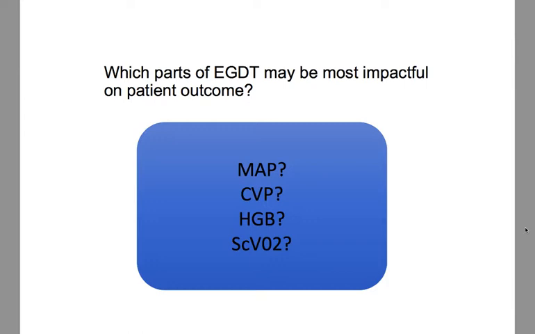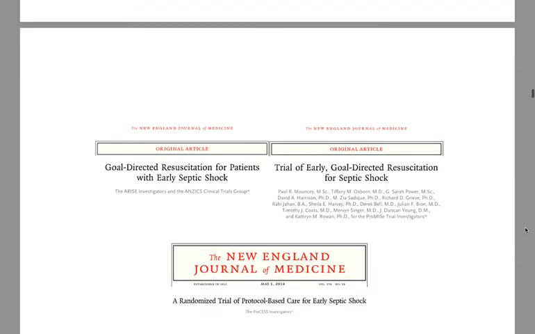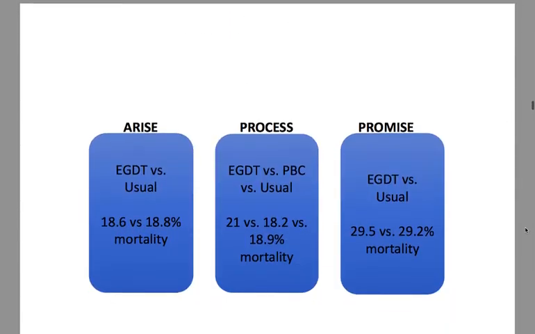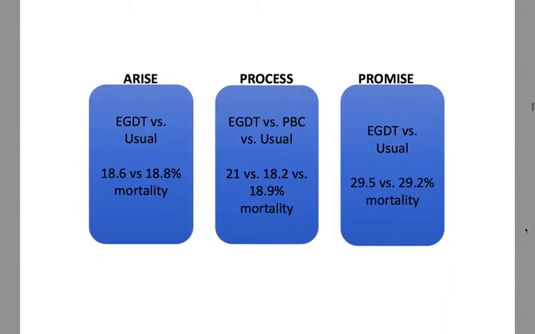So finally, as of maybe about 3 years ago, we answered a lot of these questions. Probably all of you are very familiar with these studies, the PROMISE trial, PROCESS trial, and the ARISE trial, all of which sought out to answer these very specific questions. And spoiler alert, comparing the Rivers protocol, or early goal-directed therapy, versus usual care in modern day, 2014 or 15, they found no difference in mortality.